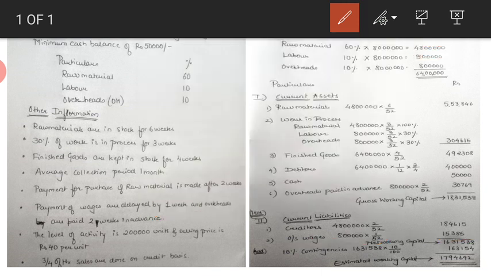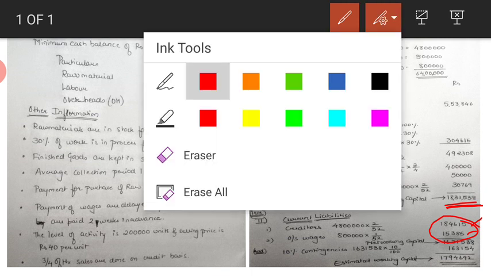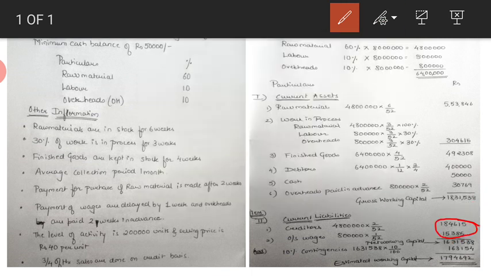Once we calculate these two current liabilities, there are no other current liabilities given in the problem. So we go ahead to calculate net working capital. How do we calculate the net working capital? It is the gross working capital minus the total current liabilities. So it is 18,31,538 minus 1,84,615 minus 15,385. Once we deduct the current liabilities from the gross working capital, we get the net working capital. So what is the net working capital? It is 16,31,538.